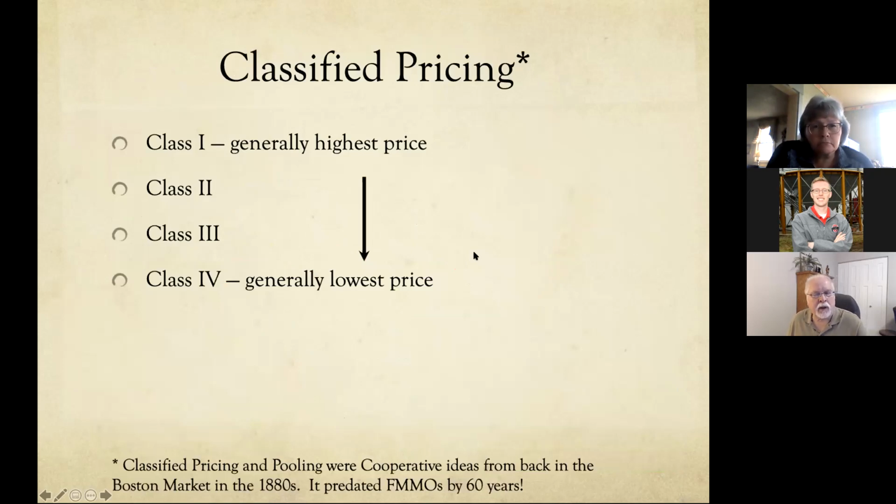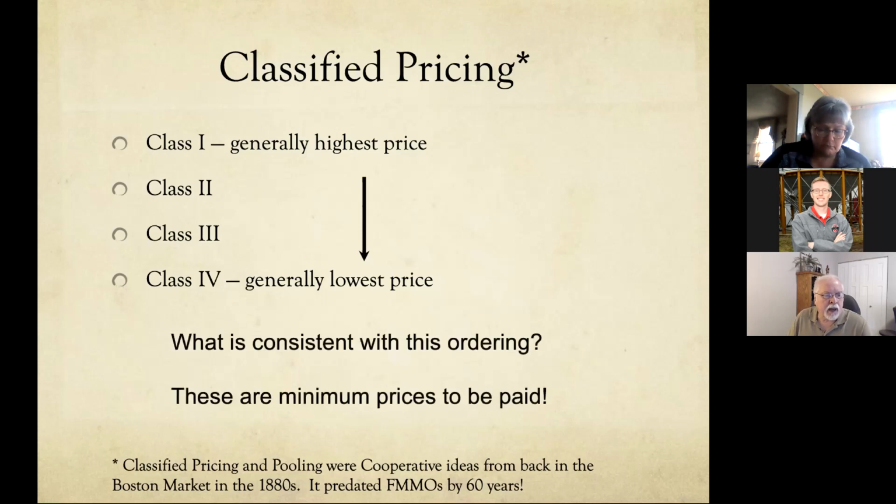Classified pricing, we have 4 classes in federal orders, 1, 2, 3, and 4. Class 1 is usually the highest price. That's beverage milk use. Class 2 is a whole big catch-all category we call soft dairy products. Those are things like ice cream, cream cheese, yogurt, a lot of products in Class 2, but it's not a big volume of milk. Class 3 is milk that's used for making hard cheeses like mozzarella or cheddar. Class 4 is butter and milk powders. So skim milk powder, non-fat dry milk powder, whole milk powder is going to be in Class 4. And that's usually, but not always, the lowest price.